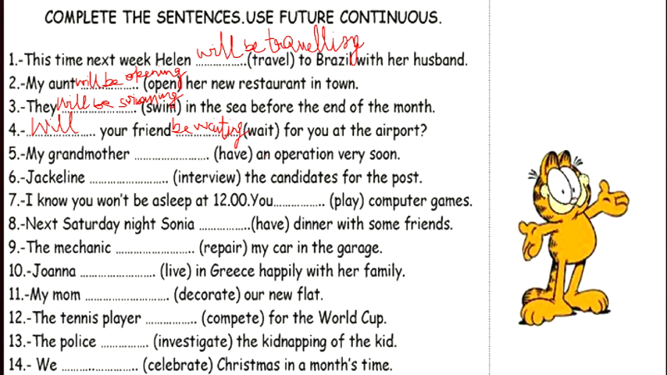Now let us see next. Number 5. My grandmother dash an operation very soon. Now again the helping verb remains same. My grandmother will be having. Now when we write having, we need to focus on our spelling. It should be H-A-V-I-N-G.